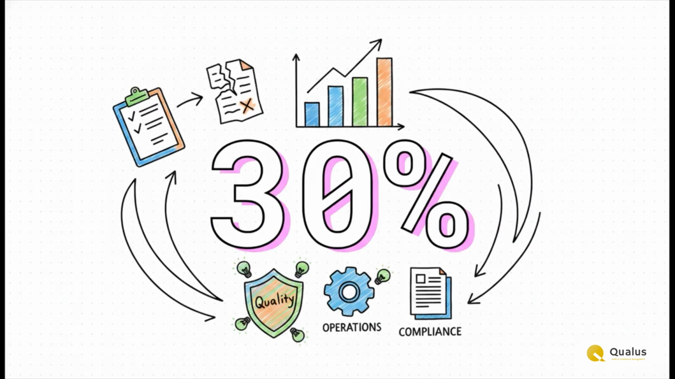So the crucial point is this number right here, 30%. Across these industries, organizations using Qualus reported a 30% reduction in non-conformities when compared directly to their old manual processes. That is not just a mild improvement in paperwork. That is a massive, tangible leap in operational safety, quality, and compliance ROI.